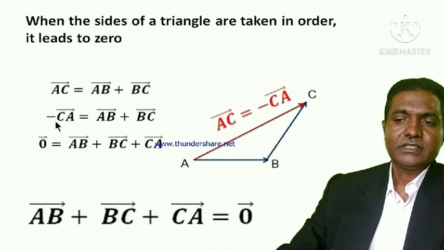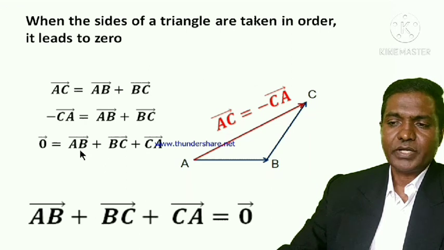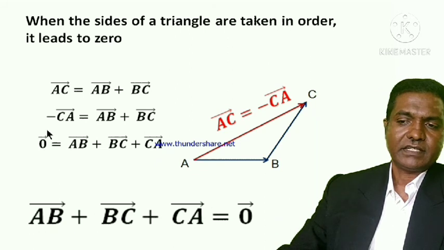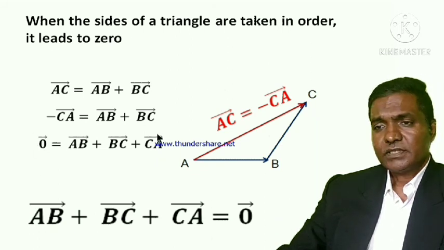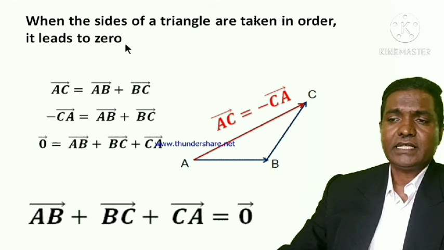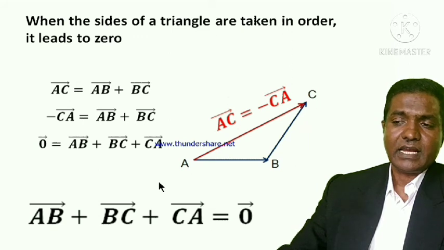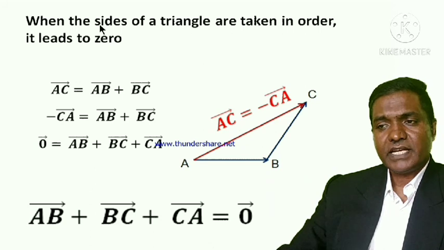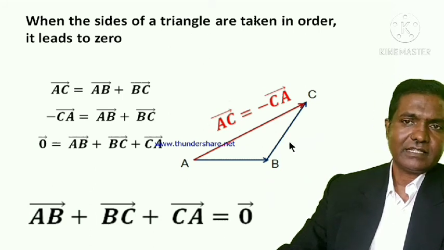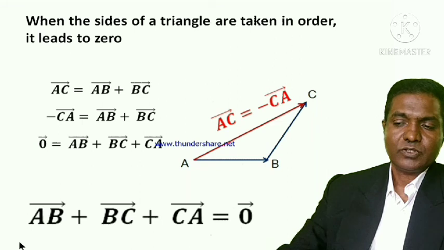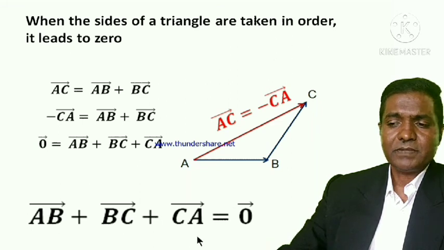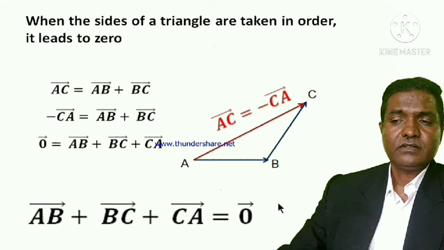So if you shift this minus CA to this side, AB plus BC plus CA is equal to the 0 vector. When the sides of a triangle are taken in order, it leads to 0. That is AB plus BC plus CA. Taking the same order, where AB ends, BC starts, and where BC ends, CA starts. So in a triangle, if the sides are taken in order, their sum is always 0. Remember that AB plus BC plus CA is equal to the 0 vector.